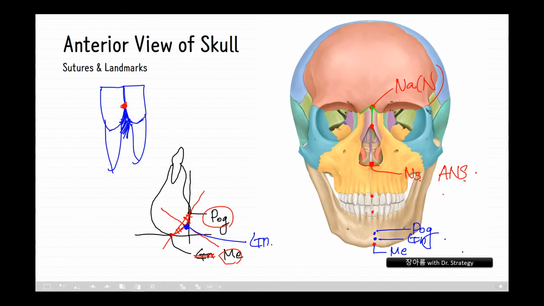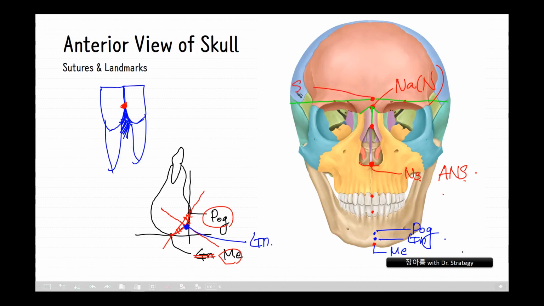Supraorbital. Supraorbital is a rarely used point, and by definition it is the midpoint between the highest point on either side of the upper edge of the cranial orbit. So we must put a dot on either side of the upper edge of the cranial orbit, here and here, and the line connecting them, and the midpoint may be here, and this is the supraorbital.